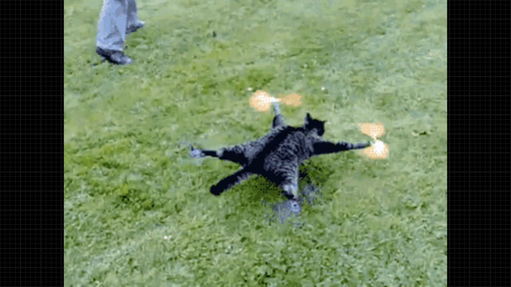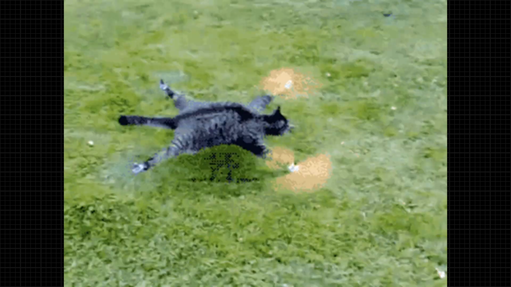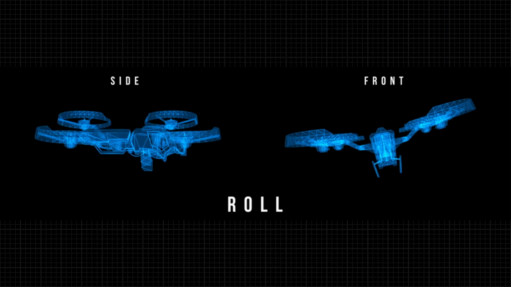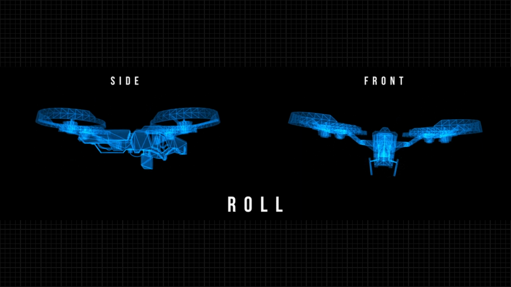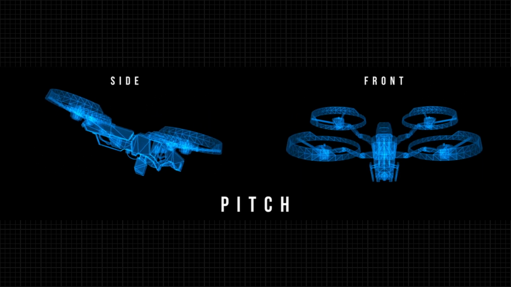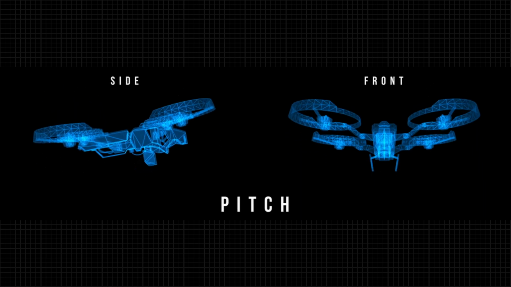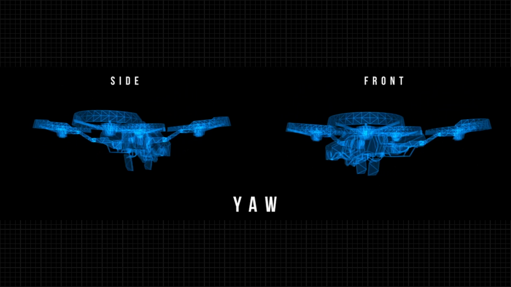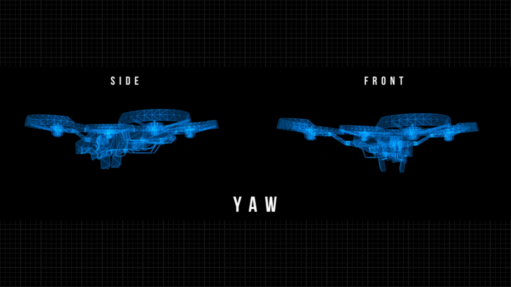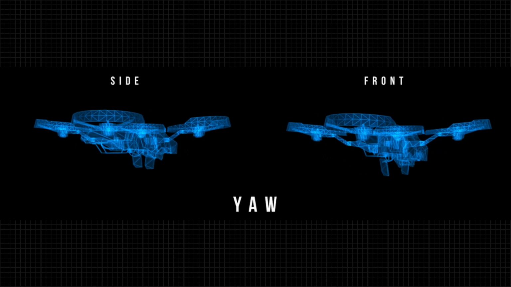Throttle governs altitude by adjusting vertical movement. A higher throttle raises the drone and a lower throttle lowers it. Roll tilts the drone left or right along its longitudinal axis, enabling lateral movement akin to steering. Pitch tilts the drone forward or backward along its lateral axis, facilitating forward or backward movement. Yaw rotates the drone left or right around its vertical axis, allowing changes in direction without altering its position in space.